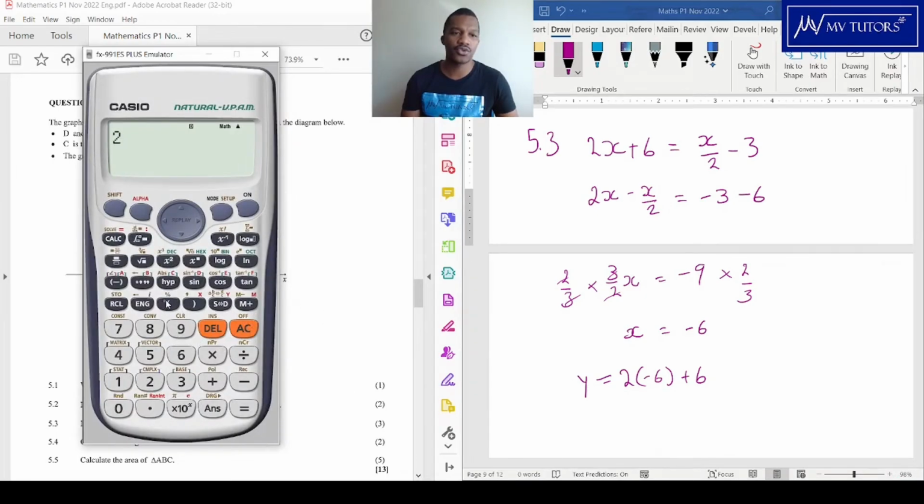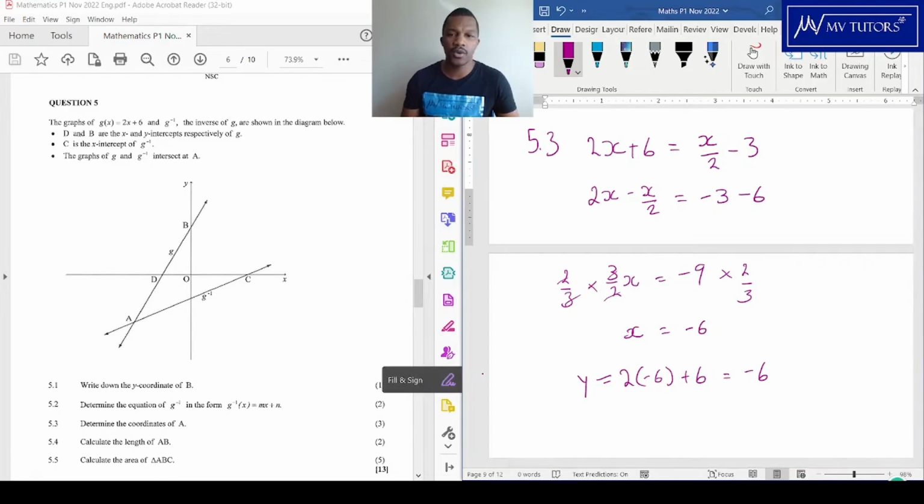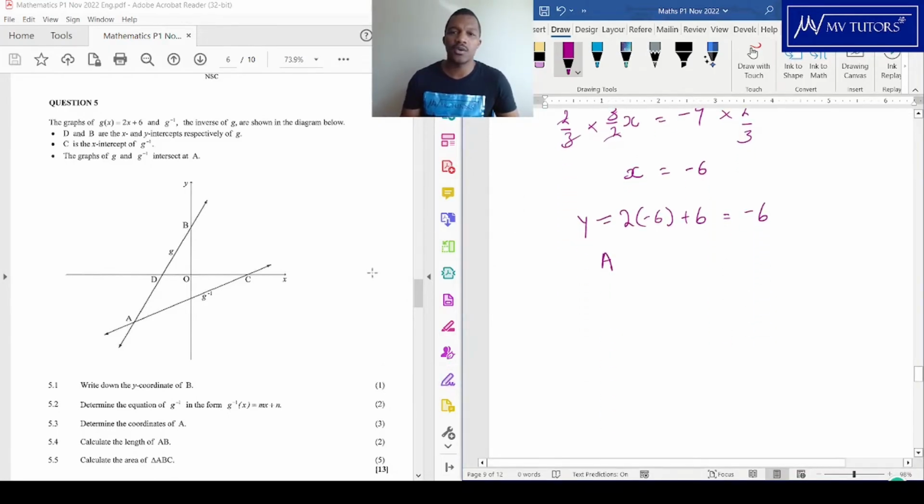So that's 2, open the bracket, put minus 6 in there, close it, plus 6, and my final answer is, wow, look at that, minus 6. So now the full coordinate of A: we solved the x part to be minus 6 and the y to be also minus 6. That's it.